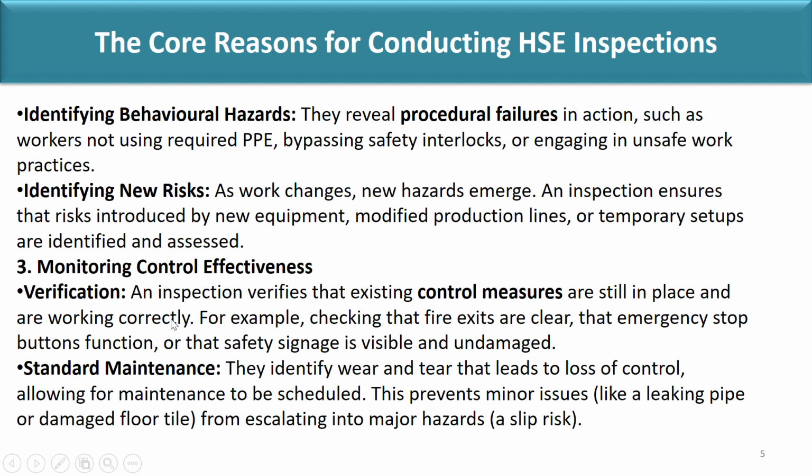Monitoring control effectiveness. Inspection verifies that existing control measures are still in place and are working correctly. For example, checking that fire exits are clear, that emergency stop buttons function, or that safety signage is visible and undamaged. Standard maintenance: they identify wear and tear that leads to loss of control, allowing for maintenance to be scheduled. This prevents minor issues like a leaking pipe or damaged floor tile from escalating into major hazards like a slip risk.